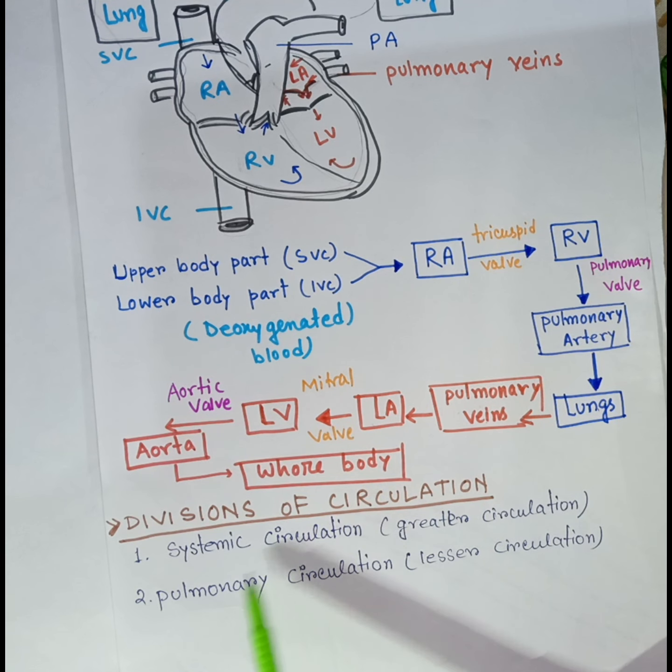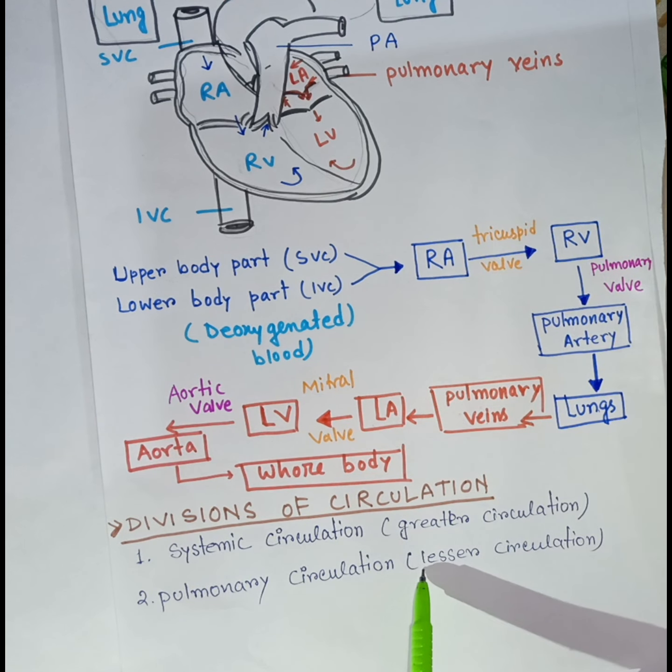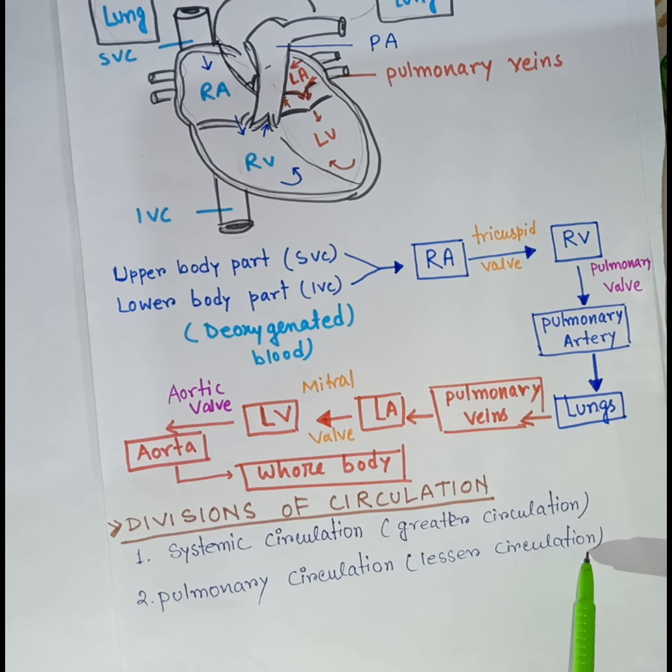Division of our circulation. There are 2 types of circulation. First one is systemic circulation. This is known as greater circulation, and the other one is pulmonary circulation. It is lesser circulation.